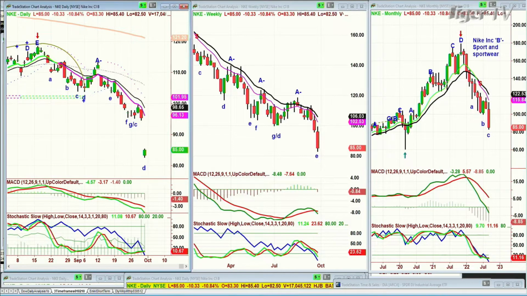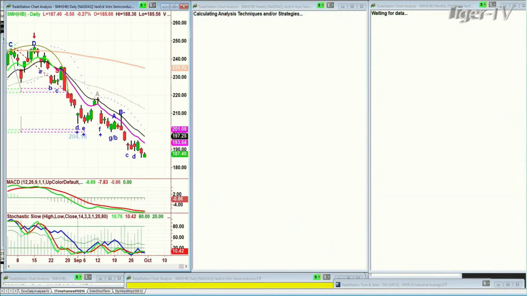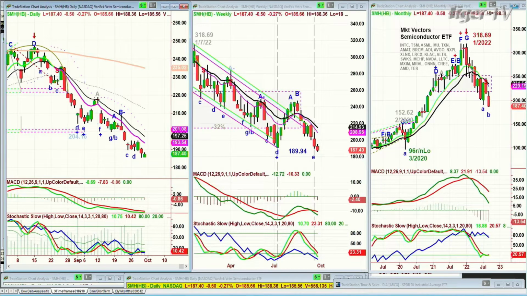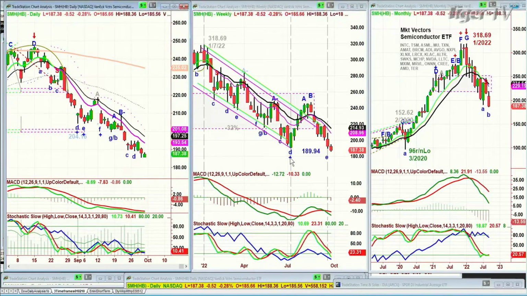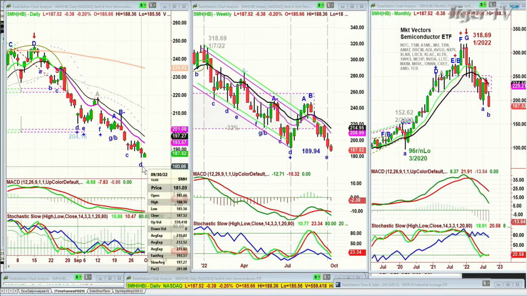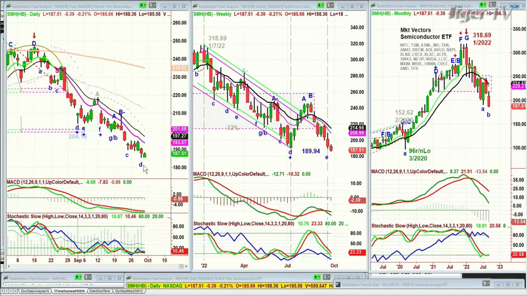Look at this chart of the SMHs. This is the monthly chart. Don't tell me that's not a recession. Don't tell me the weekly chart is not in a recession with the dreaded H pattern going below the 189.94 low of June. And here we are at 187 in leg D to the downside. I don't think 185.40, 185.56. So far, we're 16 cents above the most recent low. Let's see if we can hold that.